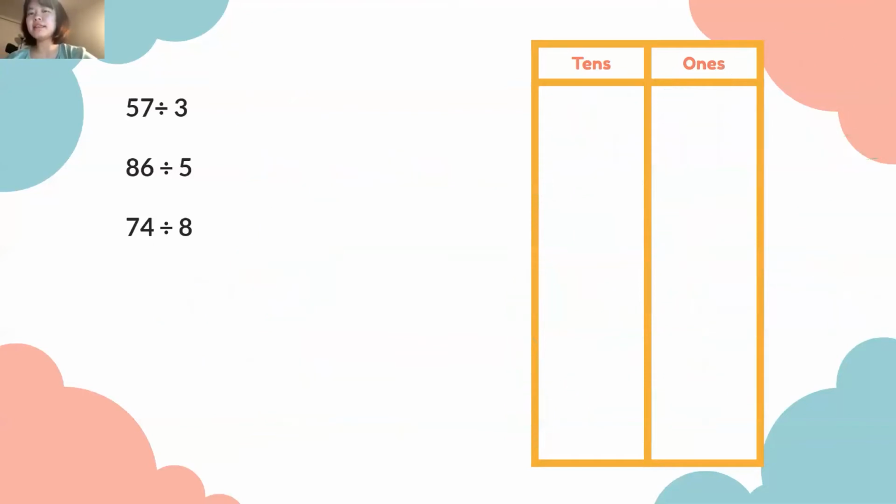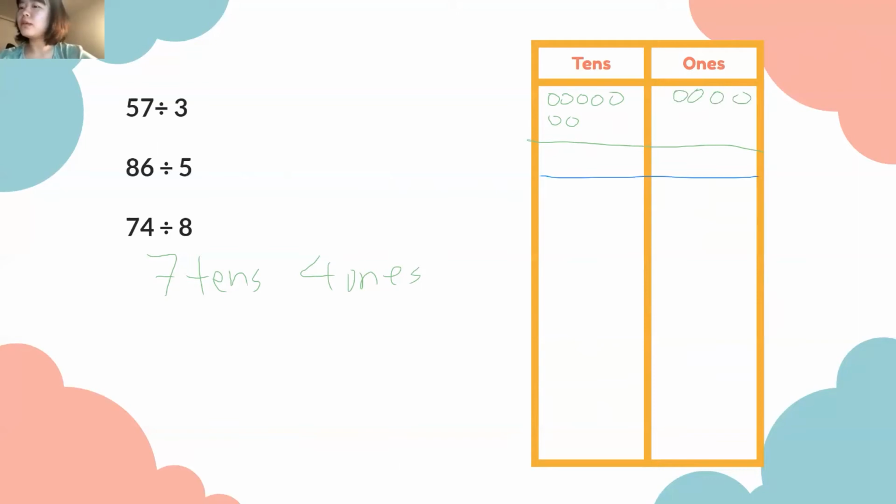Okay, and let's see the last question. 74 divided by 8. Same right here. So 74 can also be written as 7 tens, 4 ones. Let's present it on the place value chart right here. So we have 1, 2, 3, 4, 5, 6, 7 tens, and 1, 2, 3, 4 ones. And we're breaking into 8 groups. So I'm going to draw 8 groups underneath of it.